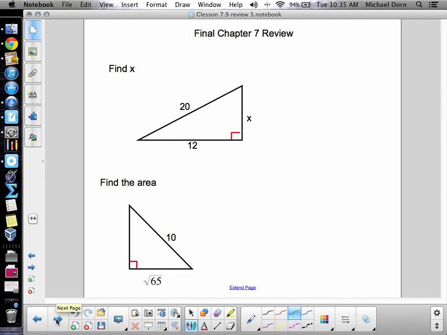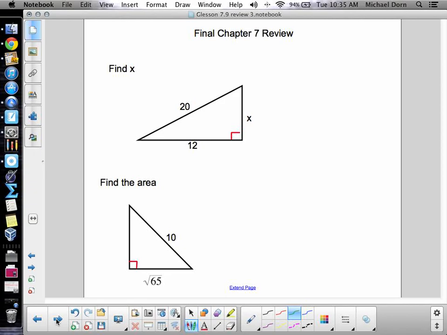It'd be very easy to look at this picture and try to apply 30, 60, 90 to it, but it's not 30, 60, 90, because we'd have to know, for example, this is a 30-degree angle or this is a 60-degree angle in order to use that triangle. So don't try to use special triangles automatically all the time. Some people make that mistake. Don't be that person.